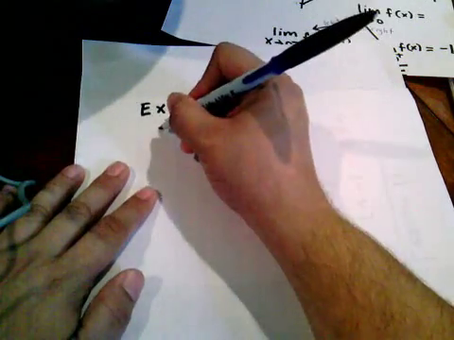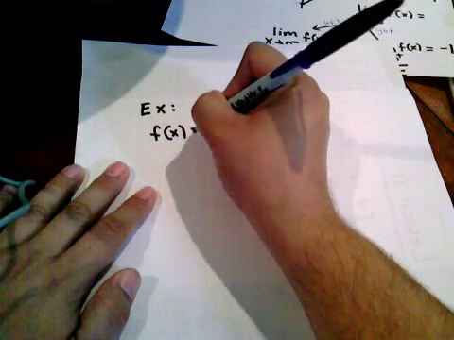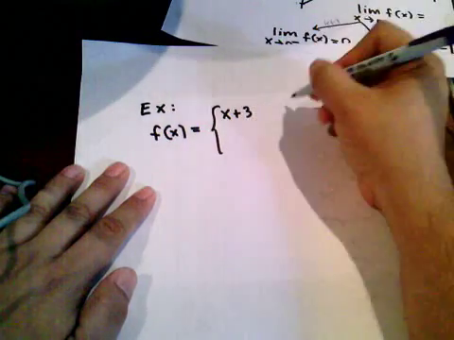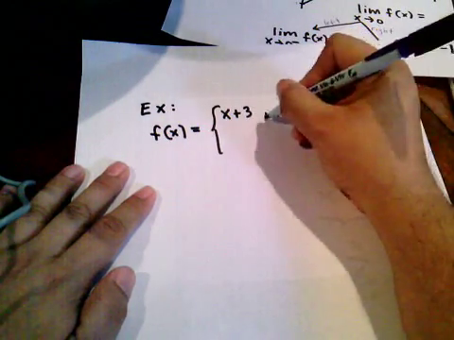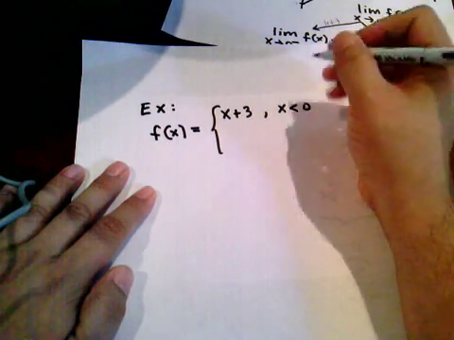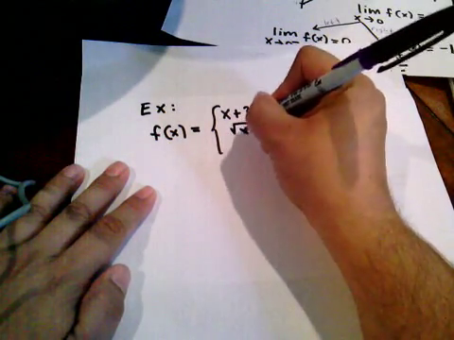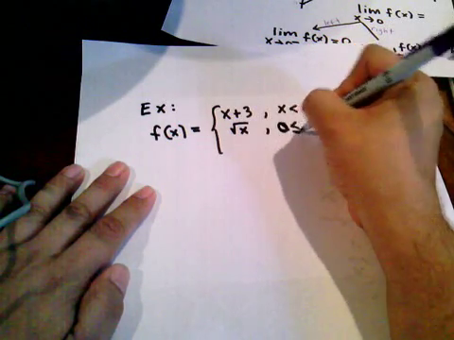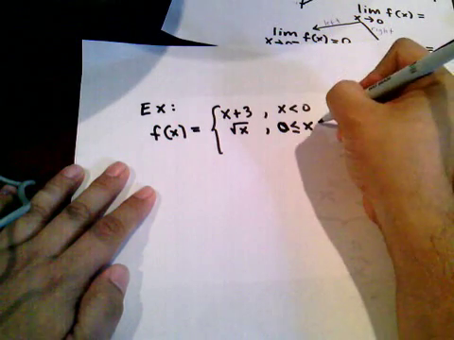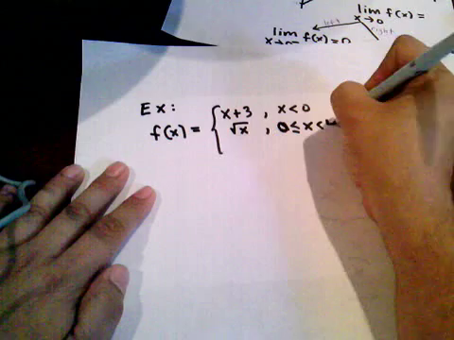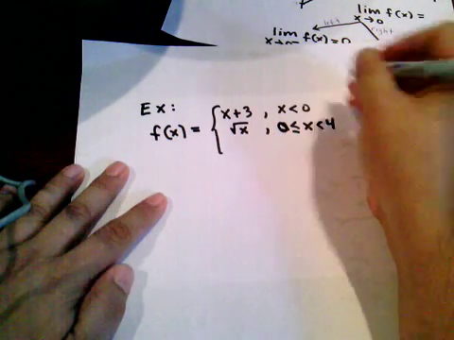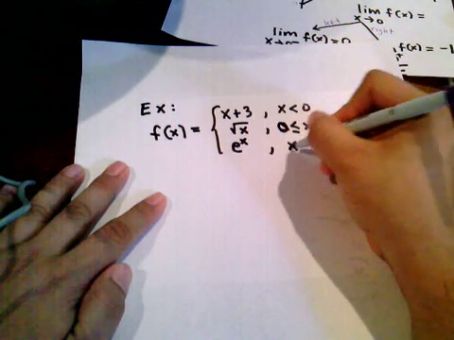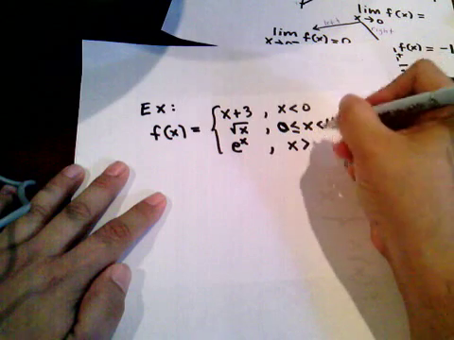We have f of x defined as x plus 3 whenever x is less than 0. We have the square root of x whenever x is between 0 and 4. And we have e to the power of x whenever x is greater than 4.